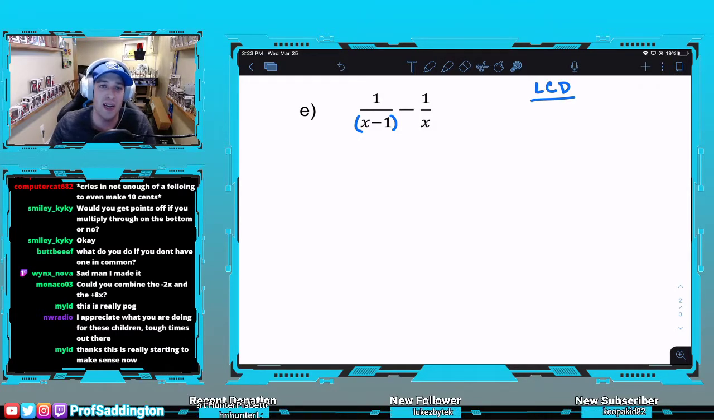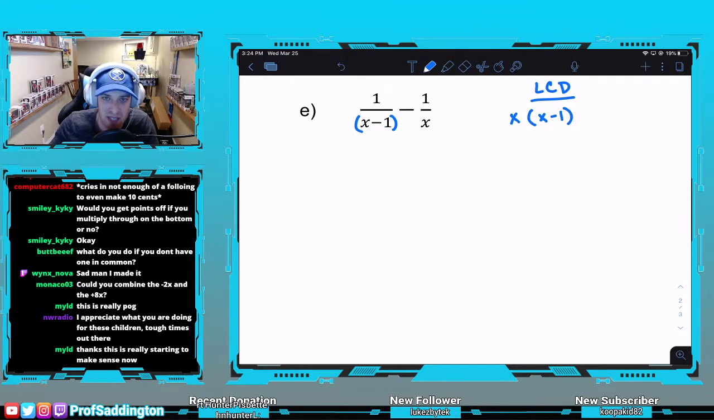So right now, when I say to find an LCD for part E, those x and minus 1 are together. We can't separate them. So we're not allowed to say x is what's in common because they're separate. So this is to answer Olivia's question that she asked earlier. What do you do if you don't have one in common? In this case, we don't have anything in common. So when we go to write down the LCD, we're just going to write down both of the denominators.